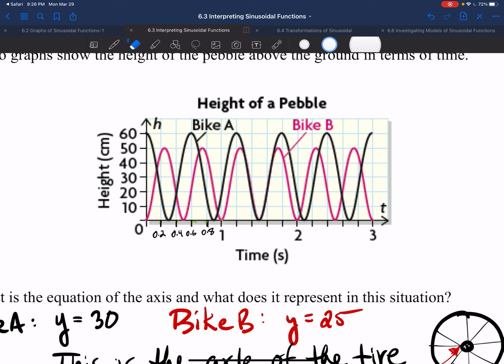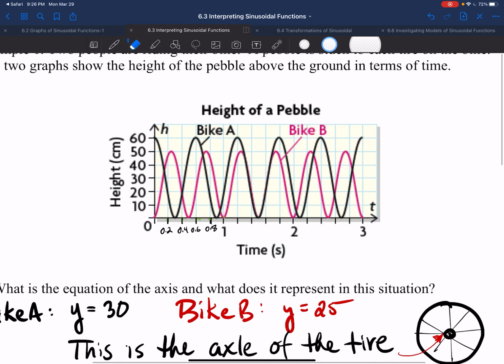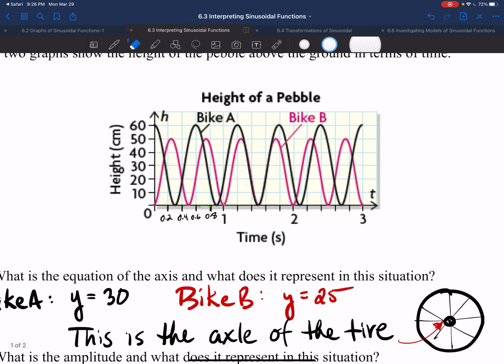So don't get fooled by the sinusoidal graph pictures and period and stuff. We got to actually calculate to see who's going faster. And in this case, they're both going the same speed.